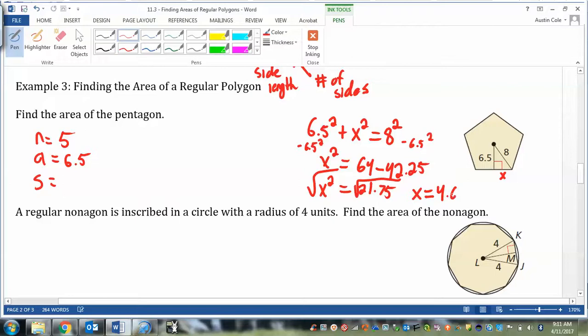Be 4.66. Okay, so is that our side length? No, right? We need to take that times 2 because we found half of this side length. We need to find this part too. So since we found half of it, we can take our x times 2 here. That's going to give us 9.33.